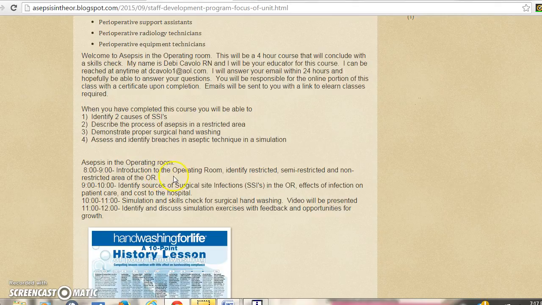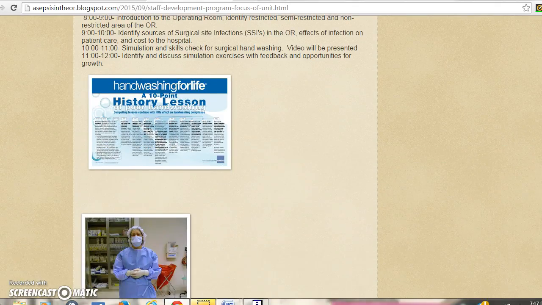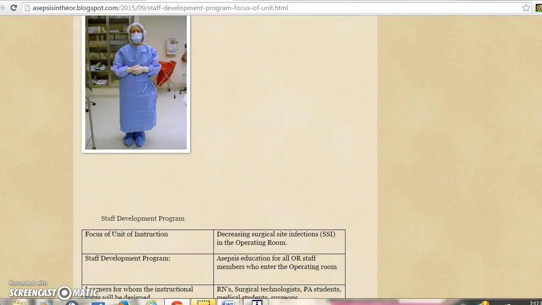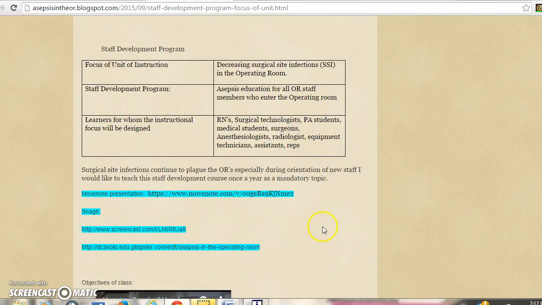You gave a timeline of when the classes were going to take place and what was going to occur in each class. The only thing that I did not see, and I'm not sure if it was in your MoveNote or Snagit, was the course content. I didn't see any of that.